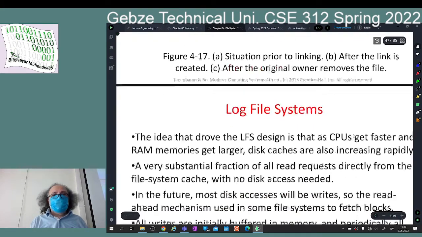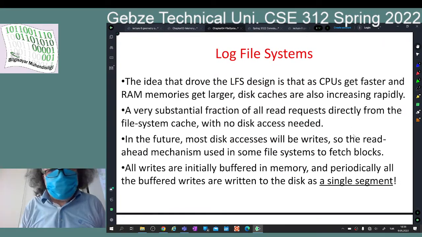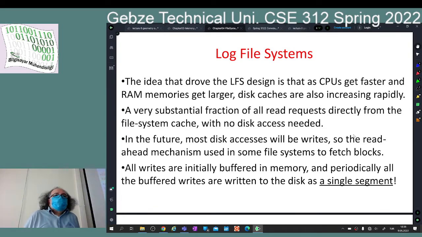Okay, so let's continue. Log file systems. Okay, so the idea is this. Disk drives, whether they are mechanical disk drives or solid state drives, doesn't matter, they get faster and faster, but our CPUs are way faster, and we have large amounts of cache memory between our secondary storage and our computer system. That means what? I can keep lots of this data. The picture looks like this.